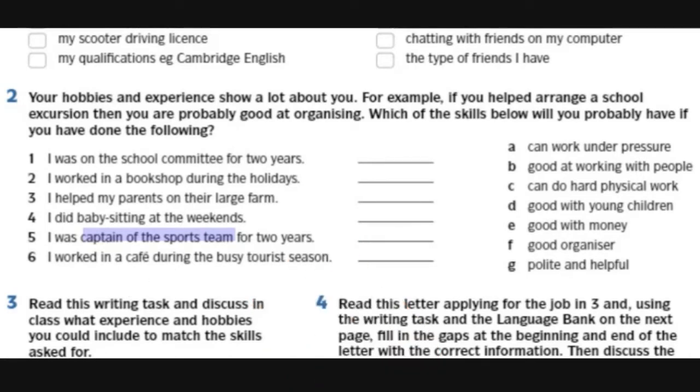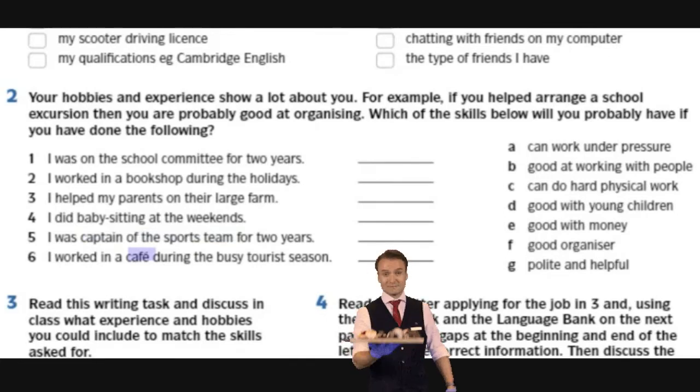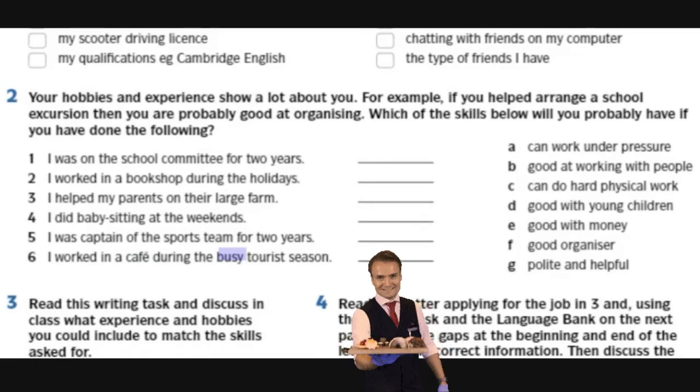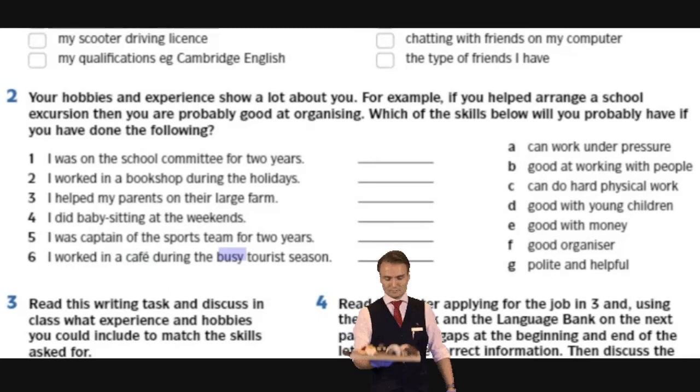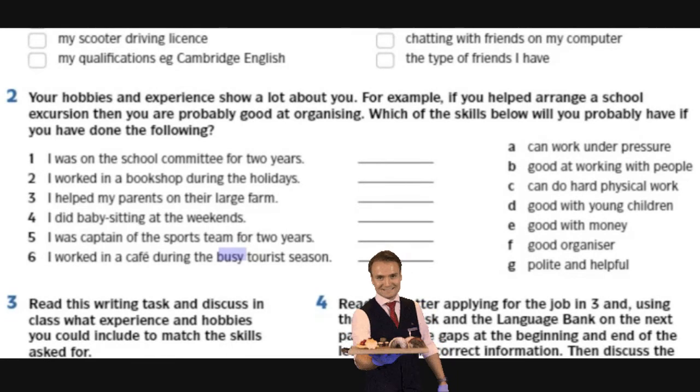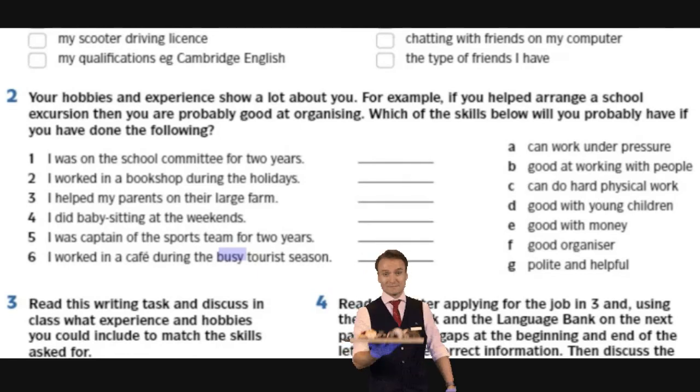Next one. I work in a cafe during the busy tourist season. Busy tourist season. Okay, so what does this mean? Working in a cafe, of course, you need to be polite and helpful. You can work under pressure because it's a busy tourist season, which means there will be a lot of customers in your cafe. Okay, what else? Can do hard physical work. Sometimes you have to carry heavy things, right? You have to be good with money. Okay, all right. So I think basically that's it.